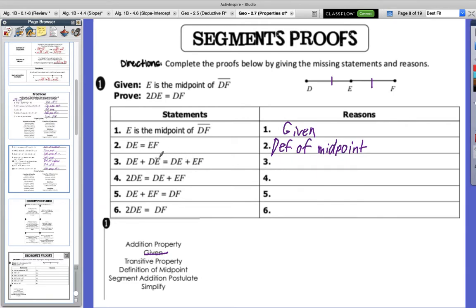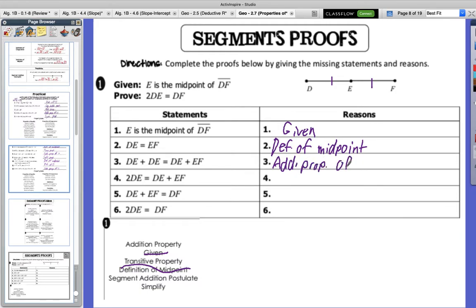Now, from this equation to this equation, what changes? Well, we're adding something now. Oh, excuse me, let me cross this out. We're adding something now, and then we're adding segment DE on this side. So we added the same thing to both sides of the equation. And that's okay because of the addition property of equality.